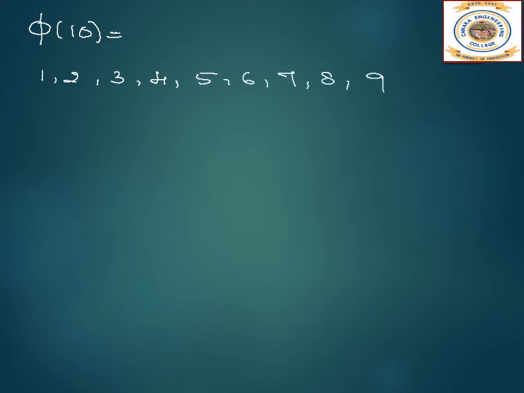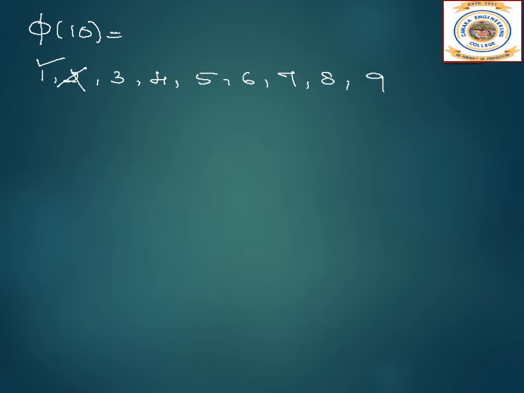Consider another example where I have to find the totient function for phi of 10. So if I list the numbers first, let me list out the numbers 1, 2, 3, 4, 5, 6, 7, 8 and 9. So now let us see which numbers are relatively prime to 10. So 1 and 10, yes, this is relatively prime. What about 2? No, 2 is not relatively prime to 10. So this I have to cancel because 10 can be divided by 2.